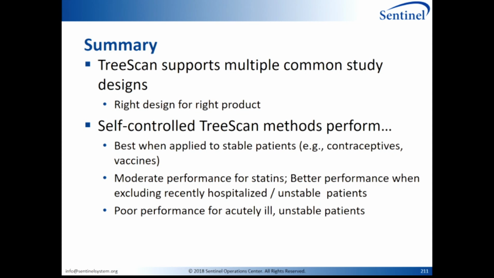And it actually performs pretty poorly when you have acutely ill or unstable patients, and it's precisely because of that vulnerability to time-varying confounding. Because what you're going to see in the period that you're observing are all of the things related to their acutely ill status, as opposed to potentially the drug that they've just newly been dispensed.